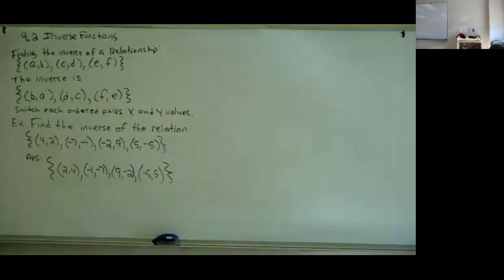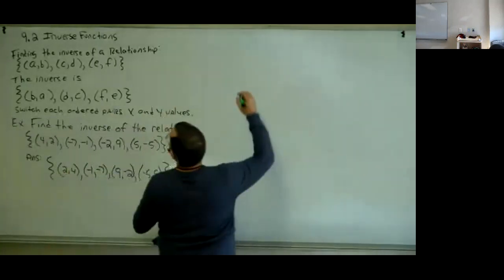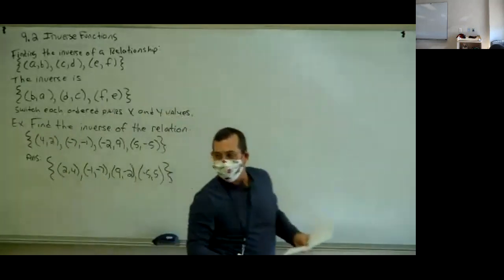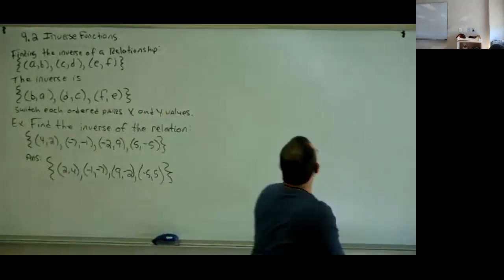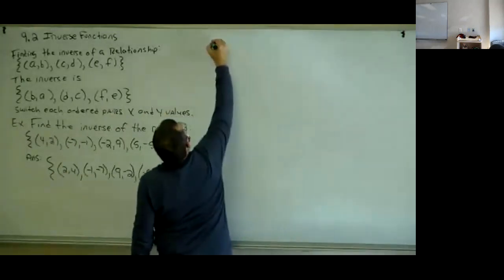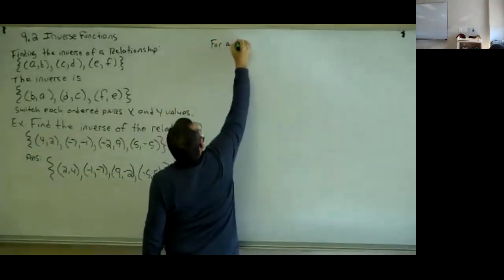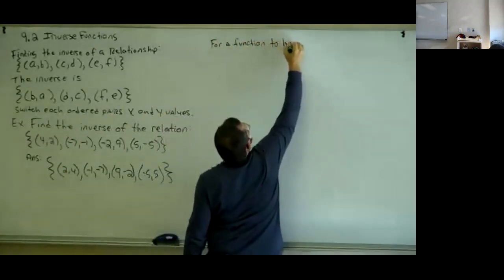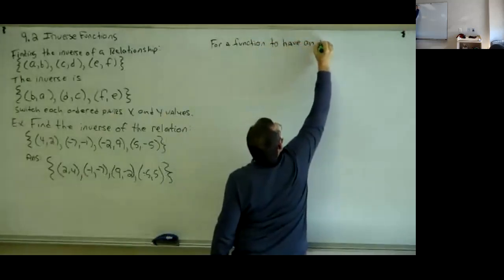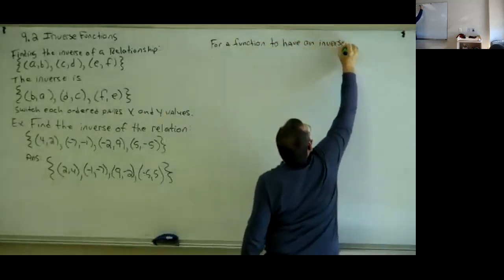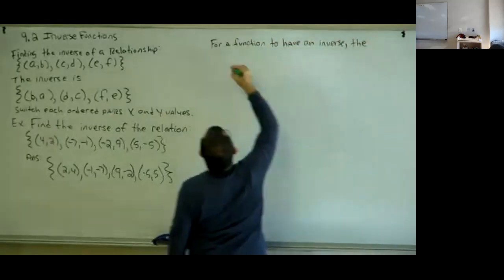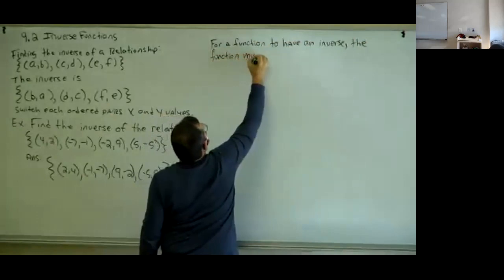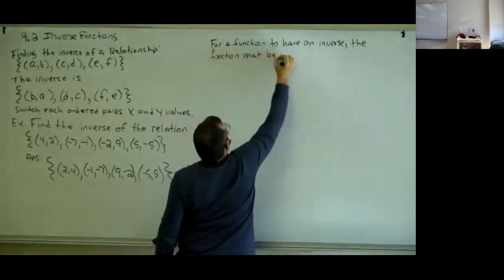Okay, so next. So this is a little bit of definition time. So for a function to have an inverse, the function must be 1-to-1.